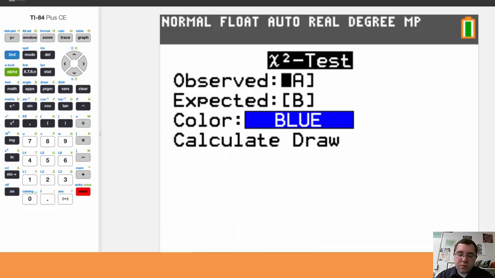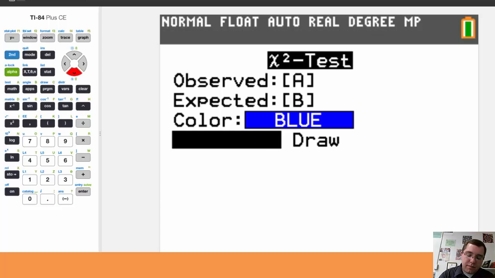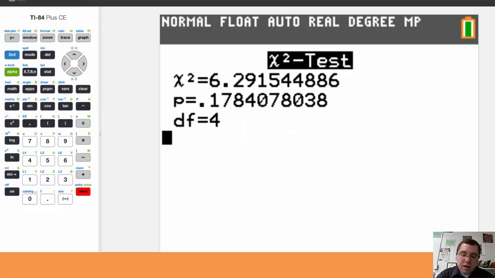Enter. The observed values I put into matrix A. Now, where it says expected, I do not have to put in the expected values. It can calculate them for me. And what it's doing is asking me where I want it to put them. I want it to put them in matrix B. So it will do that for me, and I will calculate. It gives me the chi-squared statistic of 6.29 and a p-value of 0.178 with the degrees of freedom of 4, which we already knew.